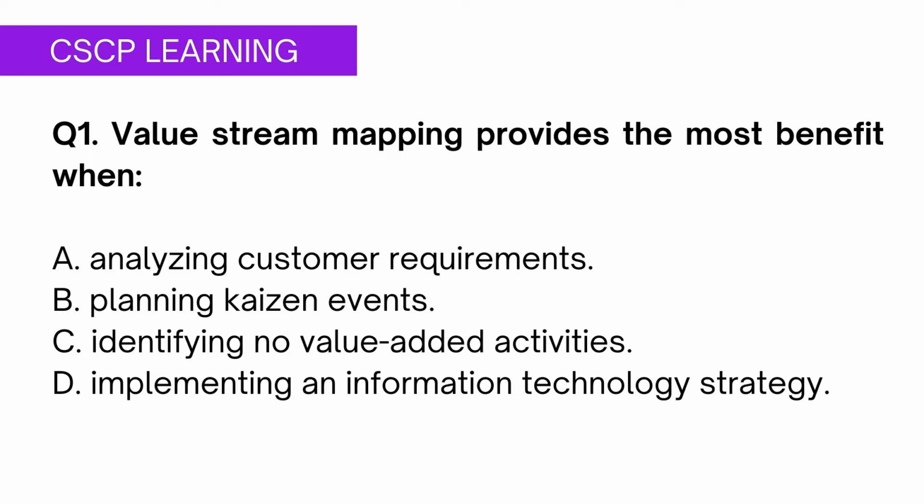Implementing an information technology strategy. Since you know the definition of value stream mapping, therefore you can easily figure out that this is not the correct answer at all. Option C is the most appropriate answer for this question.